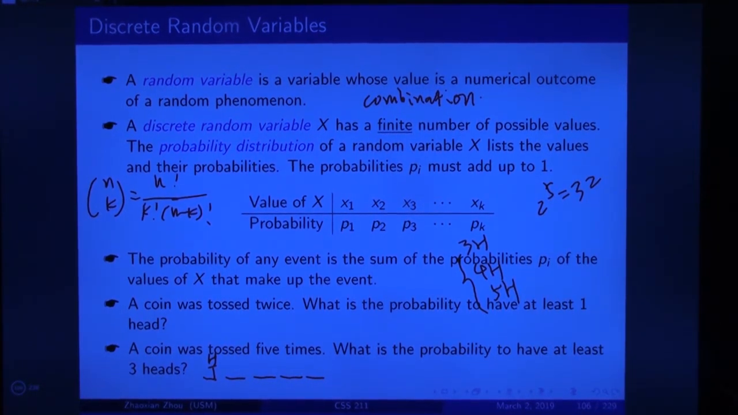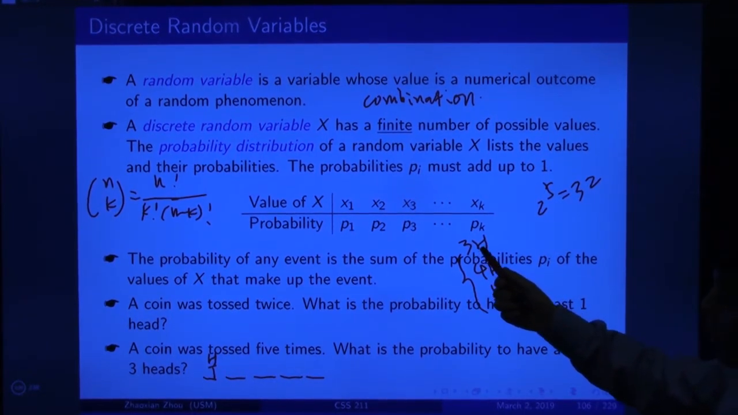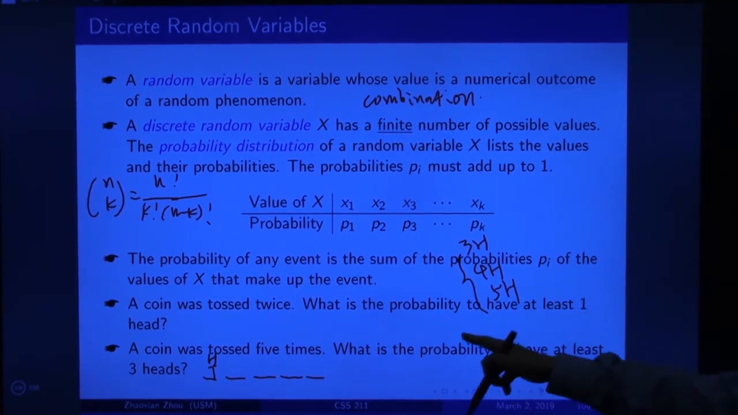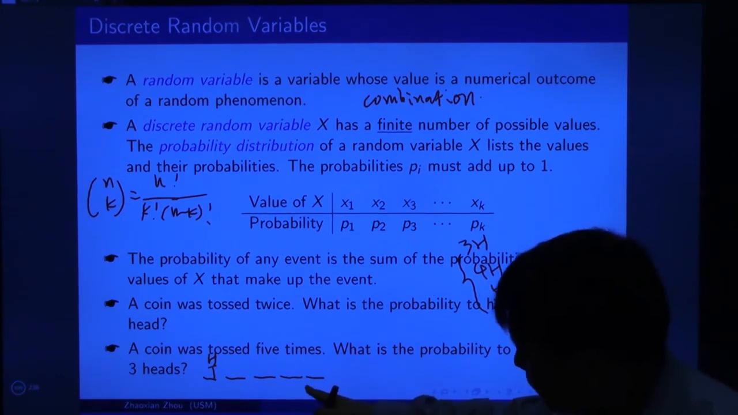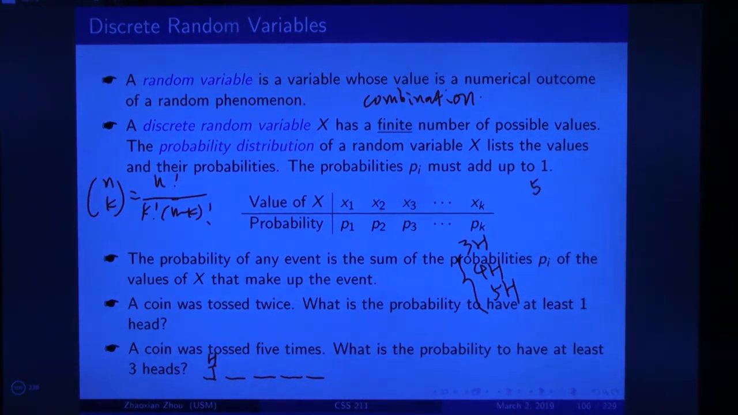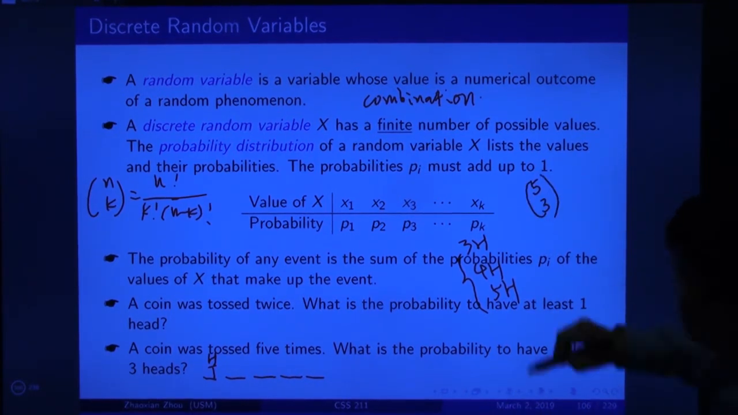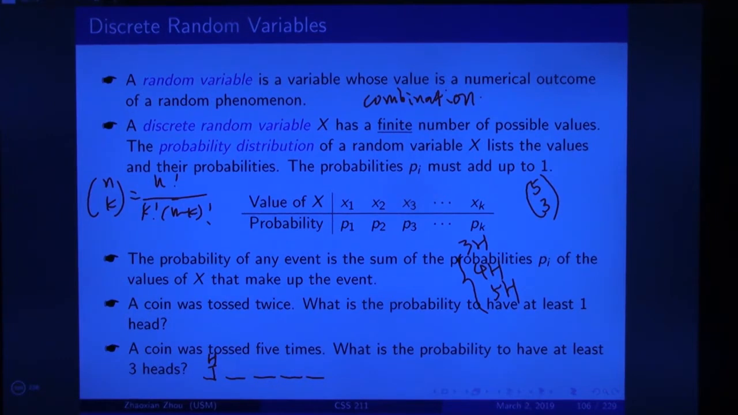So how to calculate the probability to have exactly 3 heads? We know the total equals 32 here, right? Now we have these 5 spaces. So I have 5 here. I choose any 3. I select any 3 to be a head. So that is 5, select 3. So that is the total possibility that we have 3 heads.